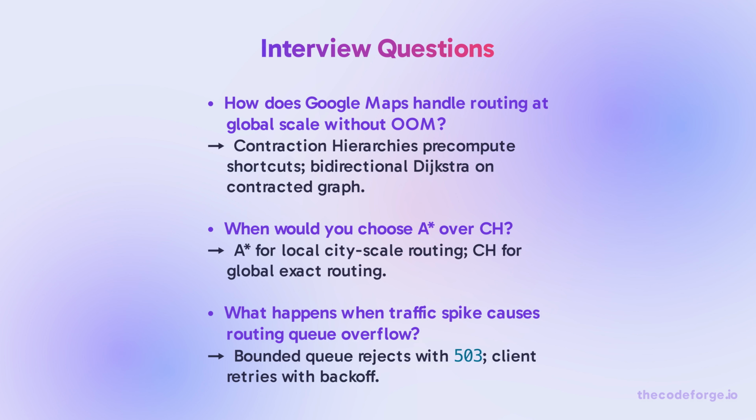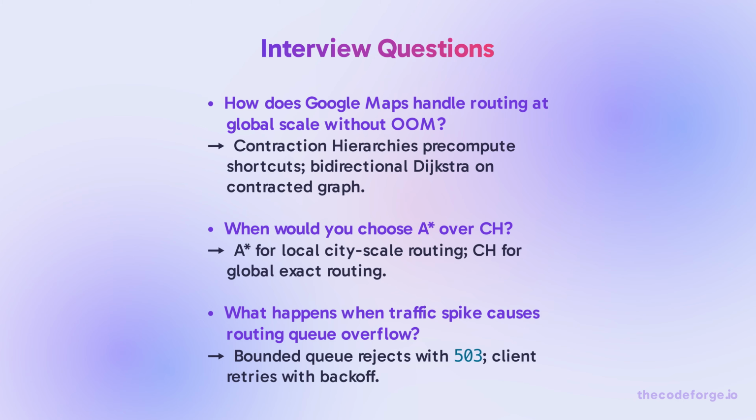Let's run through some common interview questions. How does Google Maps handle routing at global scale without OOM? Contraction hierarchies precompute shortcuts, bidirectional Dijkstra on contracted graph. When would you choose A* over CH? A* for local city scale routing, CH for global exact routing.